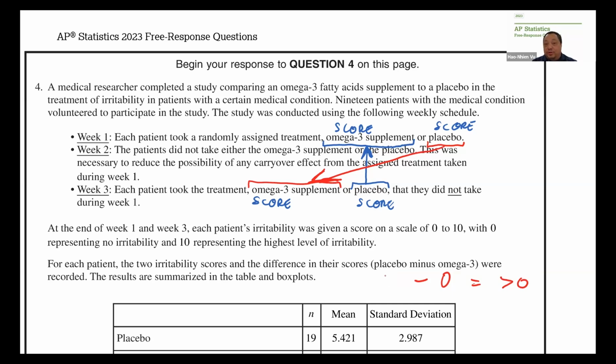For example, you could start out with maximum irritability, and omega-3 cures you. 10 minus 0 is equal to 10, which is a positive number. So if the omega-3 works, the difference in scores should be positive.